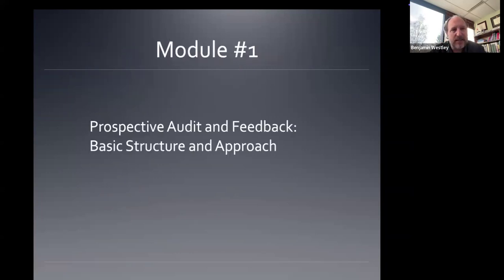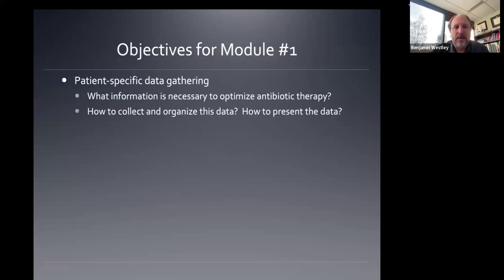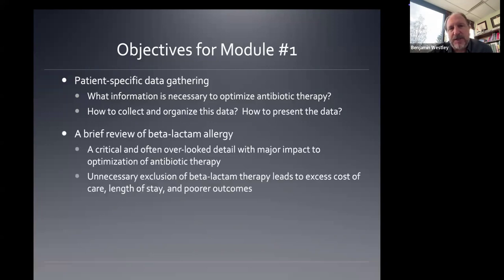Okay, so let's get into today's module. The first thing we need to talk about is how we gather data and what necessary information is required to optimize antibiotics. How do we collect it? How do we actually do this work? The next thing we'll talk about is briefly looking at beta-lactam allergy assessment. This has historically been overlooked, but has massive impact on antibiotic use. In fact, if you unnecessarily eliminate beta-lactams from your treatment options, there's an excess cost of care, length of stay, and even poorer outcomes for patients.